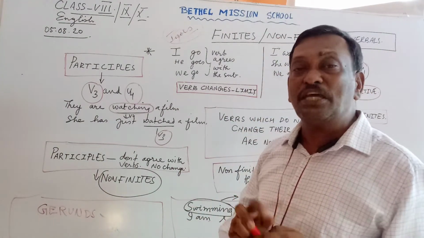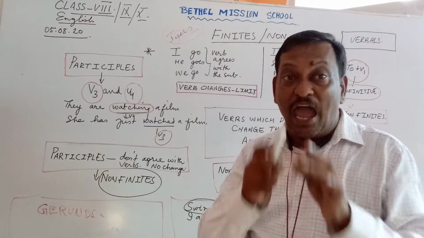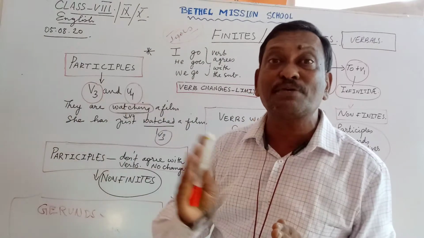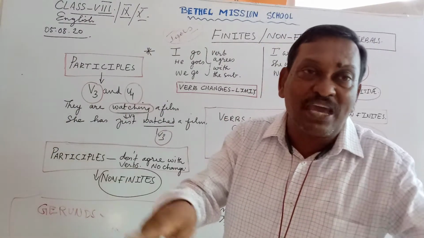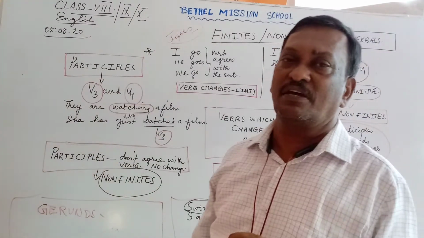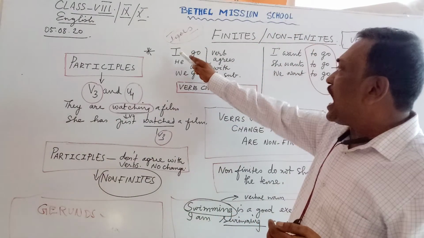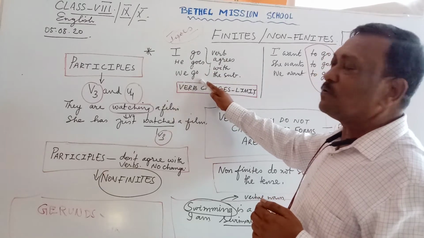So, to make a meaningful sentence, the verb and the subject are important, and the verb must agree with the subject. That is the most important thing. The verb and the subject must go together. Only then a meaningful sentence is obtained. Otherwise, the sentence goes grammatically wrong. So, I go, he goes, we go.